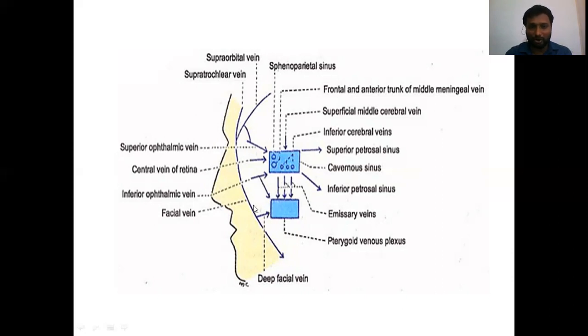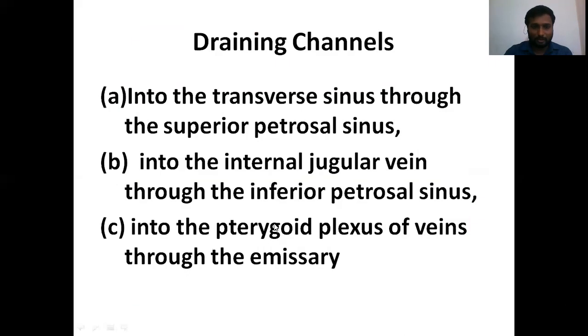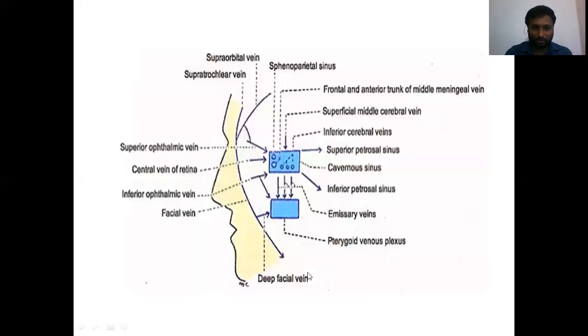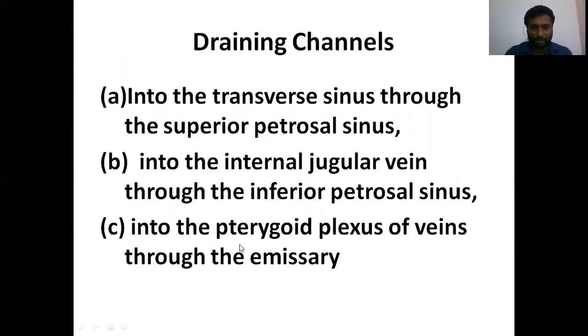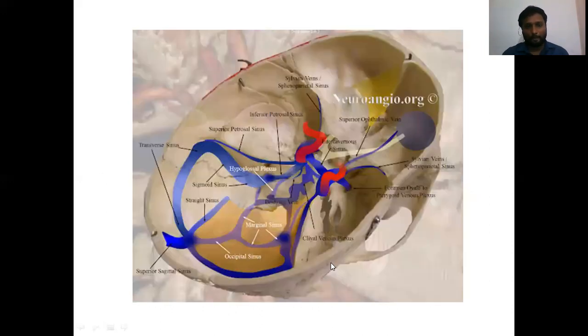It is known as the pterygoid plexus. Why is it known as pterygoid? This plexus is seen around the lateral pterygoid muscle, so it is known as the pterygoid plexus. Plexus means network. So it drains into the pterygoid plexus of veins through emissary veins. See the image, these are the emissary veins. From the cavernous sinus, venous blood will enter into the emissary vein, and through the emissary vein, it will reach this plexus. It drains into the pterygoid plexus through the emissary vein.